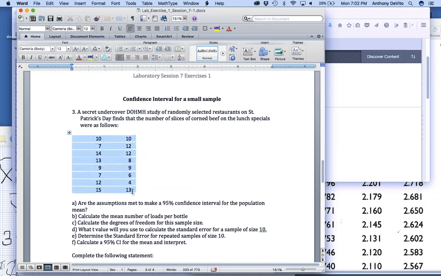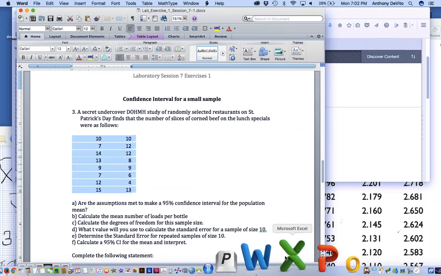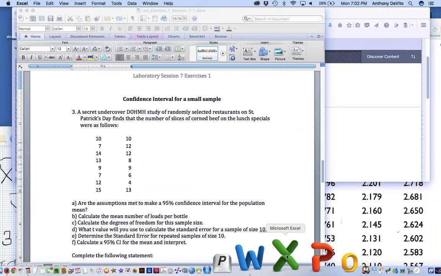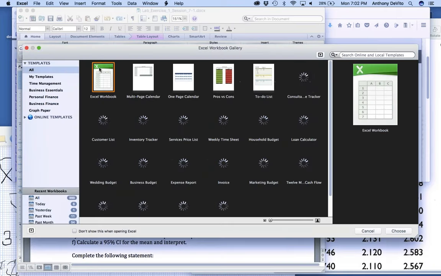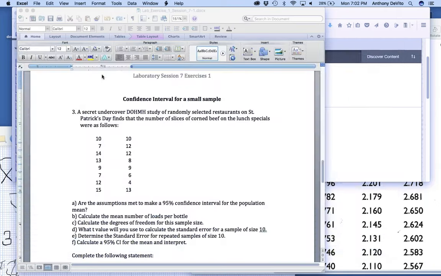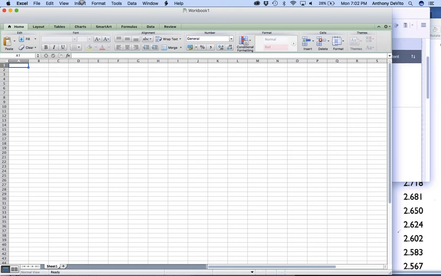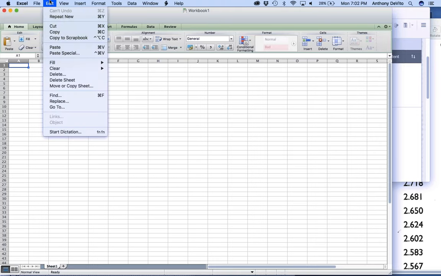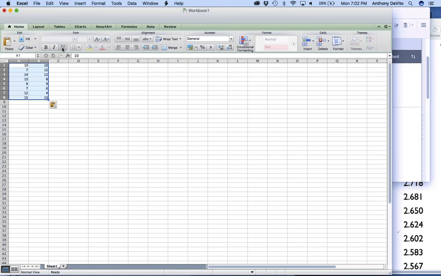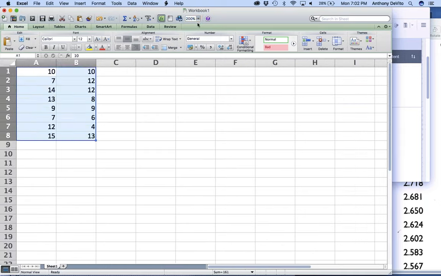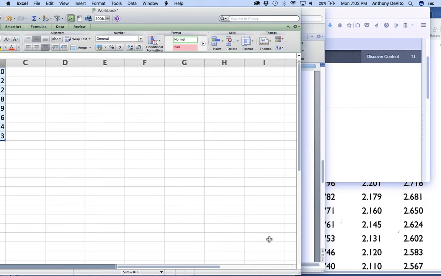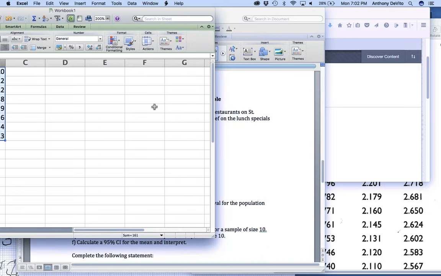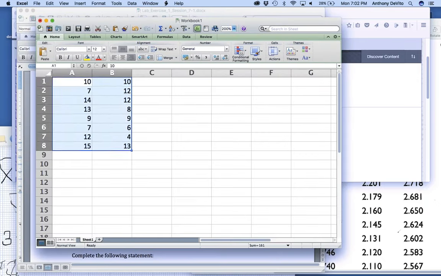I'm going to copy all of those numbers, and I'm going to open up Excel. Okay, I'm going to paste those numbers into Excel. Boom, that worked out okay. And I'm going to blow it up so we can see it a little easier. I'm going to line these up into a vertical column.